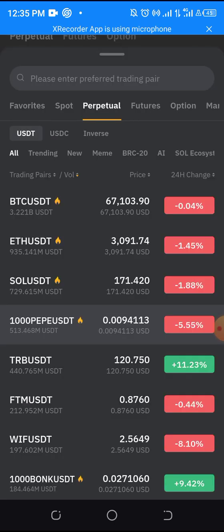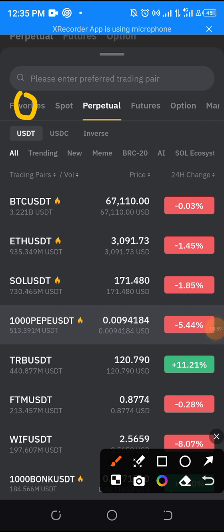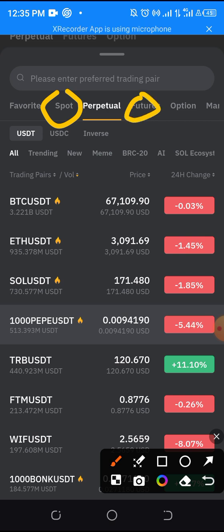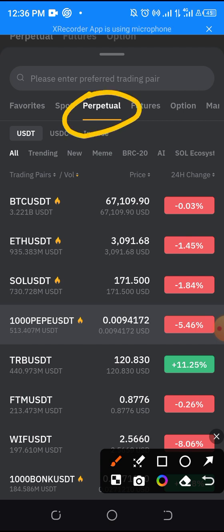I clicked here to select any pair of my choice, and your pair should be under perpetual. Do not make that mistake of clicking anywhere else. Only click perpetual. It should be under perpetual. Automatically it's under perpetual, so make sure it's still under perpetual.